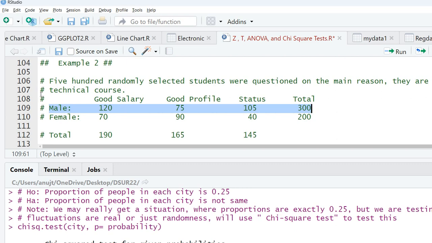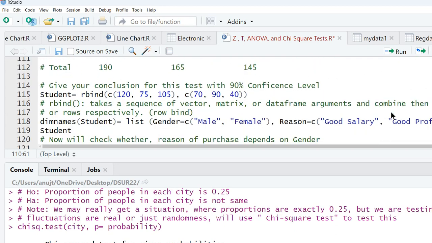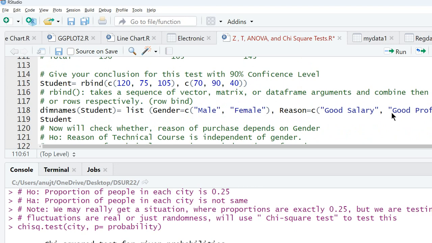In the same way, if you check female students, 70 female students are doing it for good salary, 90 are doing it for a good profile, and only 40 females are doing a technical course for status. So the total is 200 for female. Now the total count is 300 plus 200, that is 500. Now we have to give our conclusion for this test with 90% confidence level.